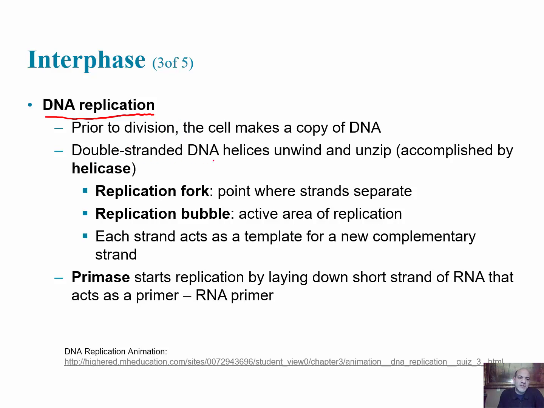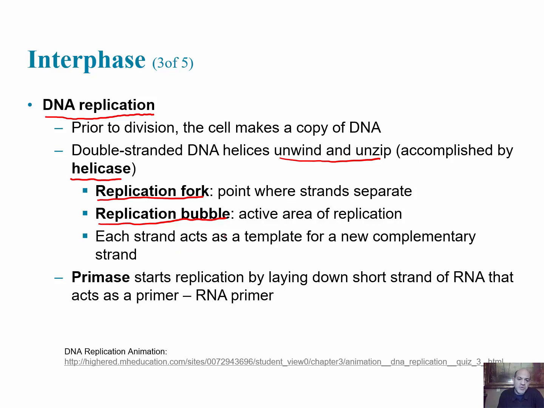Now, DNA itself we know is a double-stranded DNA helix, and in order to be able to replicate it, we're going to need an enzyme called helicase that is going to unwind and break apart those hydrogen bonds, so unwind and unzip. And when this process is occurring, the point where the helicase is opening up the DNA, where the strands separate, is called the replication fork. And the area of active replication is referred to as a replication bubble.